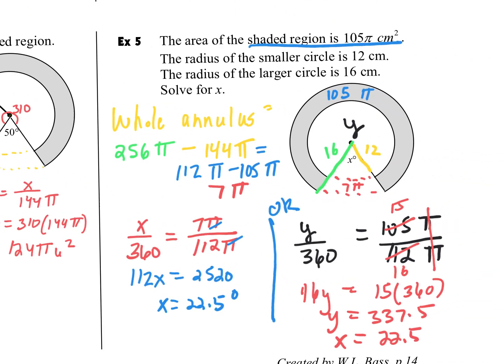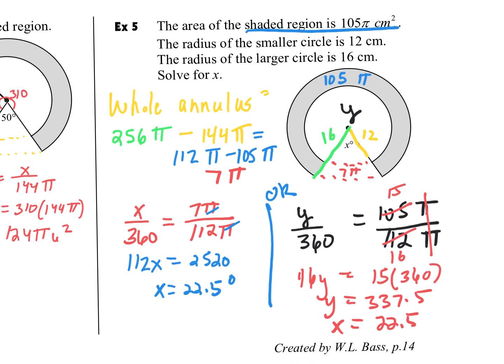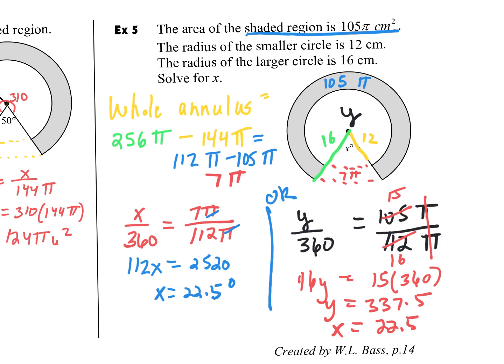Then looking at example 5. Example 5 I have completed two ways, and you don't need to do both ways, obviously, I'm just showing a different thought process. If we look at this, we were given the shaded area. The area of the shaded region is 105 pi centimeters squared, so that is this right here. The radius of the smaller circle is 12, so we were told that this is 12. The radius of the larger circle is 16.